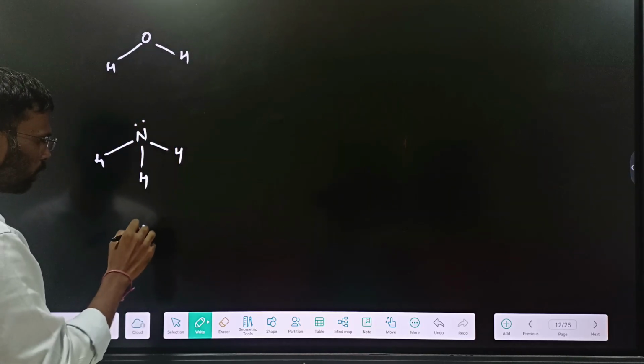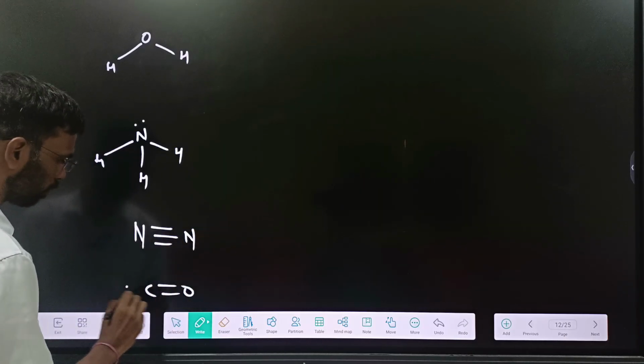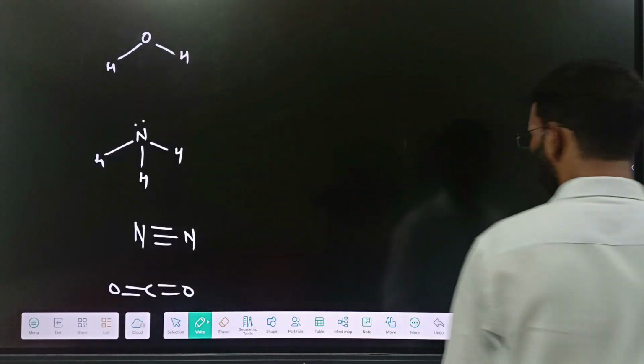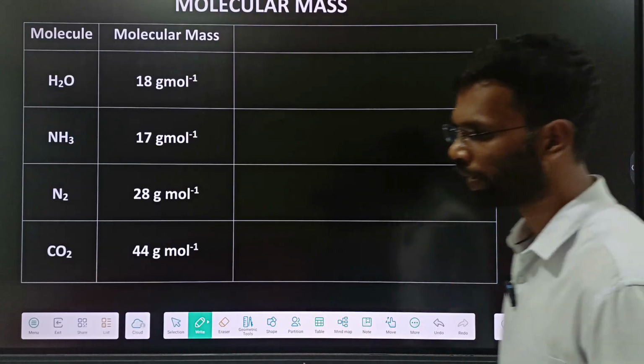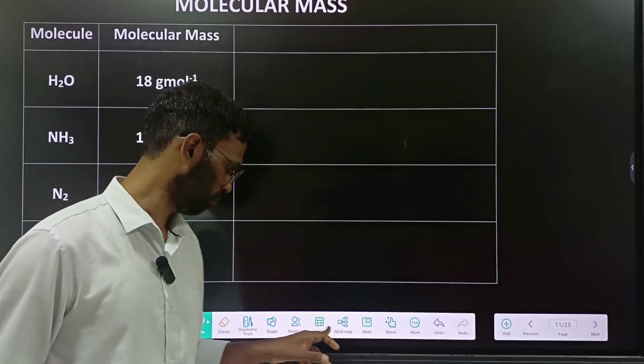Then N2 molecule is this. And there is a carbon dioxide molecule. This is carbon dioxide molecule. Okay. Over here, what is given is H2O has a molecular mass of 18 grams per mole.